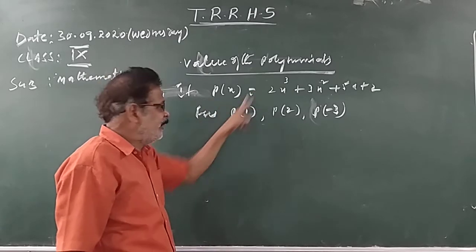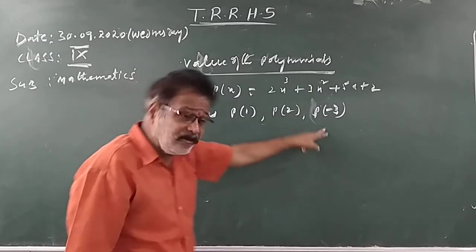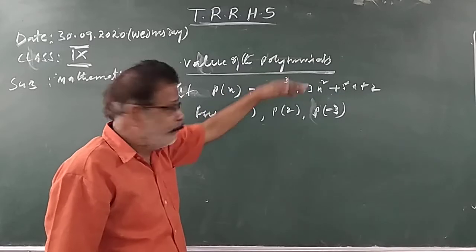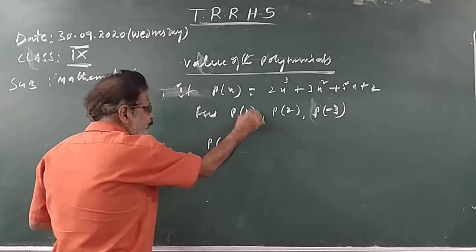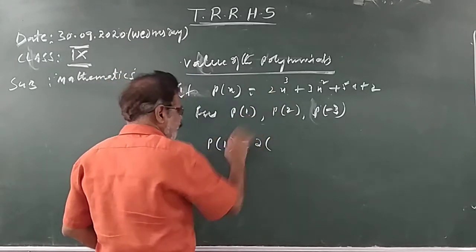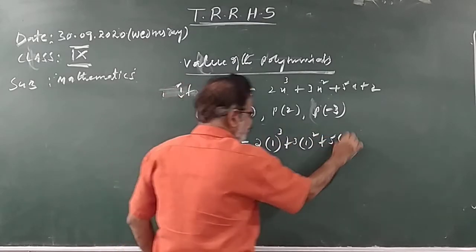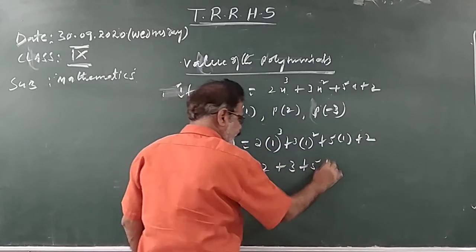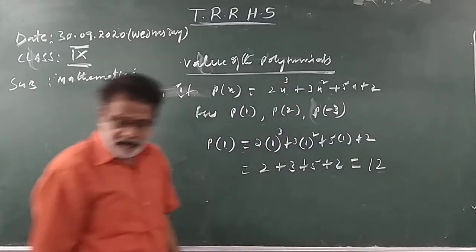Find the value of the polynomial at x is equal to 1, or p of 1, at x is equal to 2, or p of 2, at x is equal to minus 3, or p of minus 3. The x variable is replaced by these values. P of 1 means at x is equal to 1: 2 into 1 cube plus 3 into 1 square plus 5 into 1 plus 2. So 2 ones are 2, 3 ones are 3, 5 ones are 5. 2 plus 3 is 5, 5 plus 5 is 10, 10 plus 2. This is the value of the polynomial.